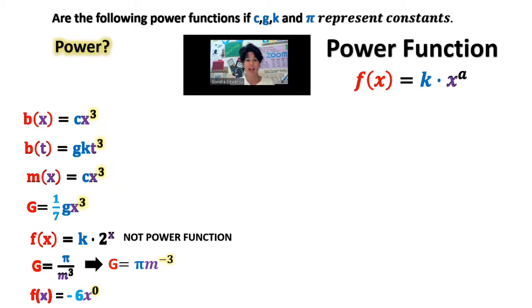Really quick, back to this algebraic manipulation. To force this to look like a power function, we went and changed the pi over m to the third to pi m to the negative 3. Let's go over quickly one other algebraic manipulation that you're going to need to be able to rewrite something so it looks like a power function, where x is the base and then we have an exponent.